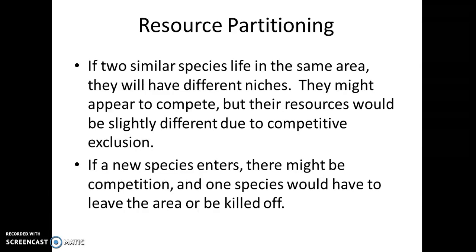Now, if two similar species live in the same area, they will have different niches if you take a look at the competitive exclusion hypothesis or principle. They might appear to compete, but their resources will be slightly different due to the competitive exclusion. Right? So they don't fight each other all the time for the food. They eat different food. They live in different areas. If a new species enters, there might be competition, and one species will either have to leave the area or be killed off due to the competitive exclusion principle.